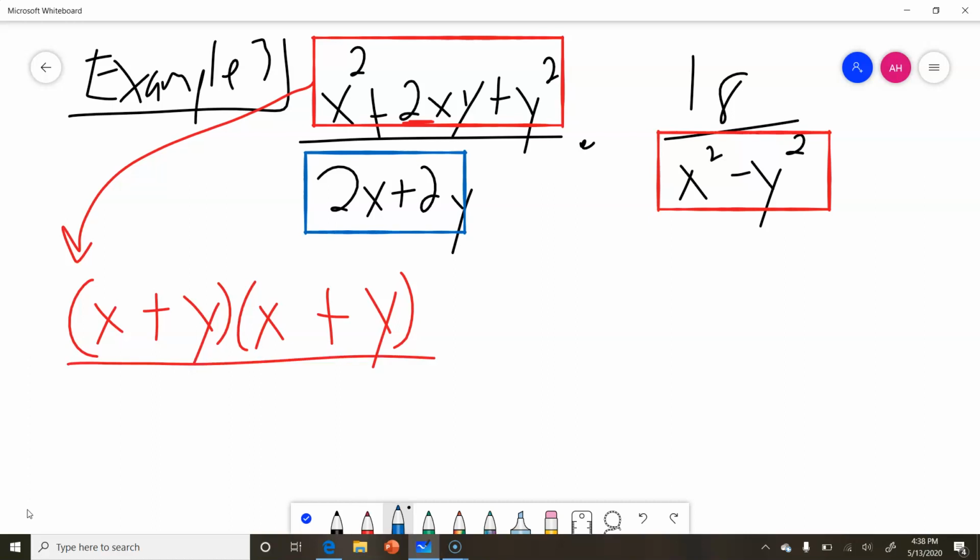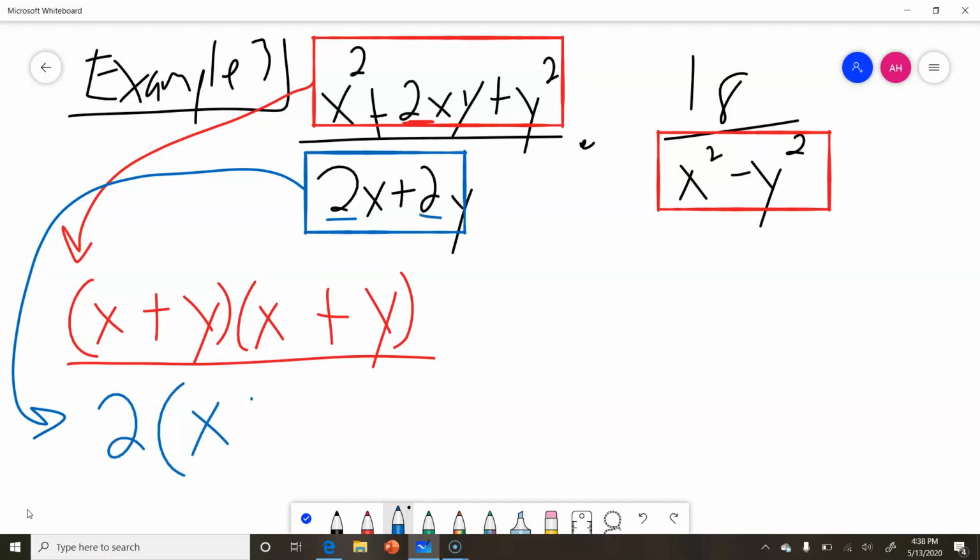Now I take this blue one and I factor it down here. So I'm not changing where it's at. What can I take out of each one? I can take a 2 out, so I'm left with 2 times x plus y. Now all of that is times. See the 18, it stays the same.